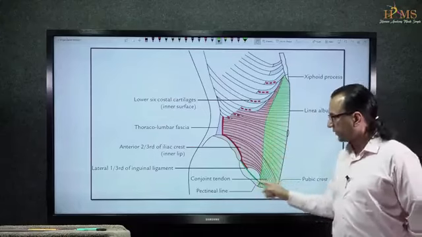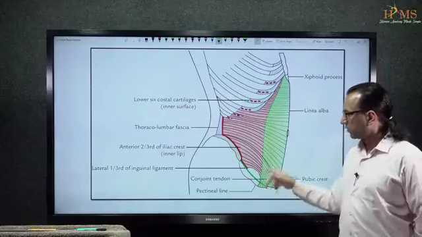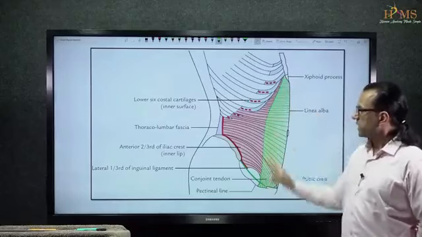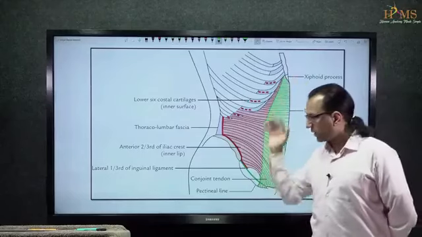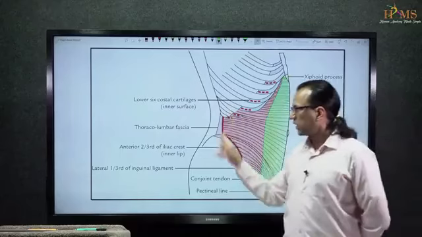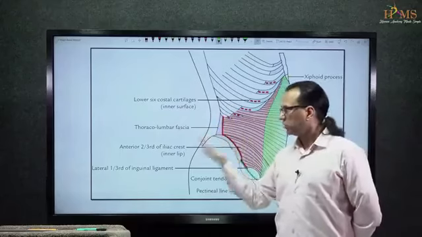So this is the point where you have the conjoint tendon, and that was the marking which we were talking about. There is a linea alba in the midline. This is linea semilunaris, where you'll find the muscle fibers become aponeurosis, and then you can see this is thoracolumbar fascia, which is giving origin to the muscle.